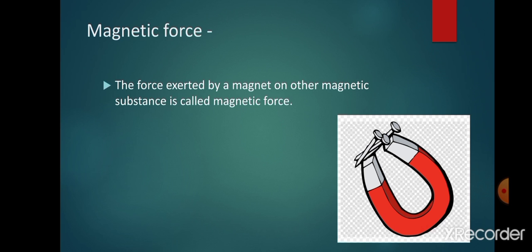Now, a magnet is a special kind of substance that has the property to pull certain kinds of substances towards it, and those substances are magnetic substances. Magnetic substances are objects that are made of iron and steel. These types of substances are easily attracted towards a magnet. The force with which a magnet tries to pull magnetic substances towards it is known as magnetic force.